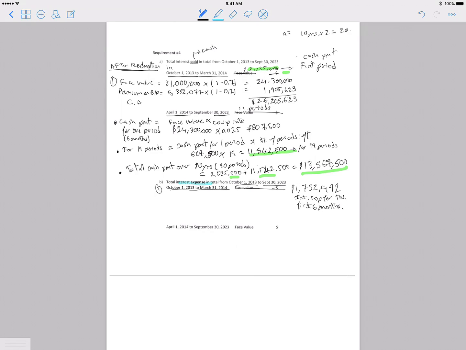And then now we have to calculate the interest expenses from April 2014 to September 30, 2023. The way we're gonna do it, we call this, guys, premium equals cash payment of interest minus interest expense. What we need, this is a total, okay? Total premium and total interest expense. So now we're going to play with this formula, and we're going to find that cash payment minus premium equals the interest expense.